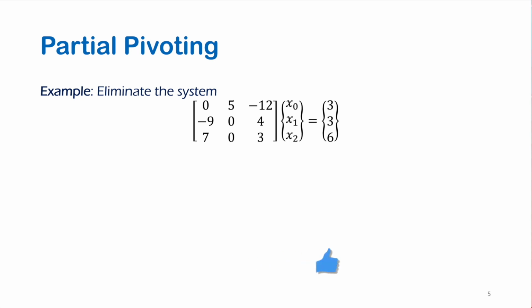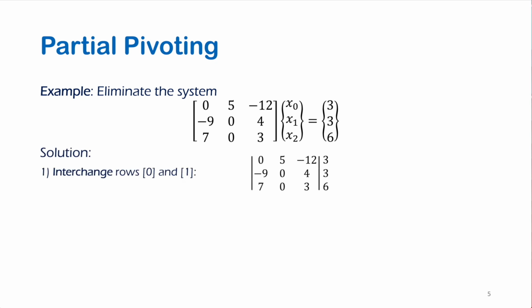We need to apply the elimination to a three-equation system. The pivot element A00 is equal to 0 here. So the first step of the solution will be to interchange the rows 0 and 1. In this way, the pivot element A00 will get a non-zero value. Remember that one of the properties in the linear systems is that interchanging complete rows in the A matrix and the B vector does not change the final solution of the system.